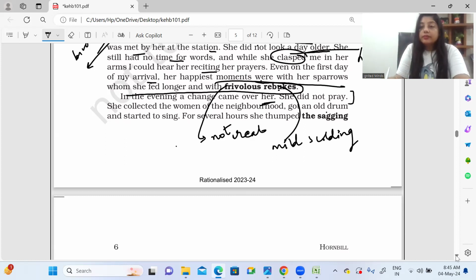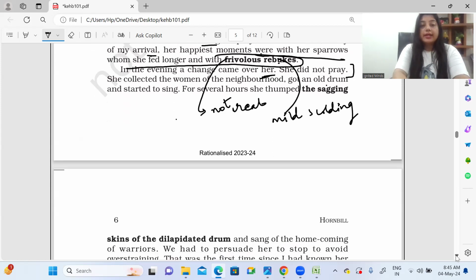She did not pray. Now, since the starting of the chapter, you are hearing that she used to pray, she used to chant, she used to recite. Continuously, you are hearing it. But now what? She did not pray. She collected the women of the neighborhood, got an old drum, and started to sing.